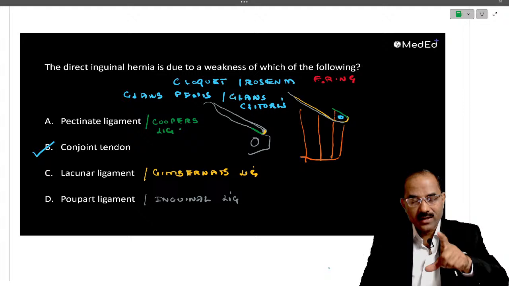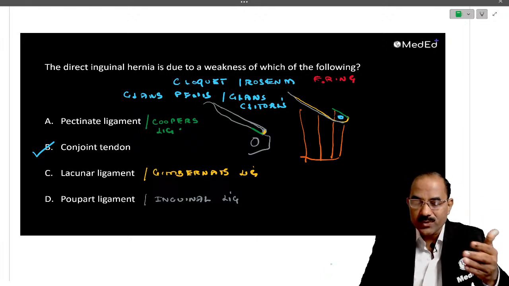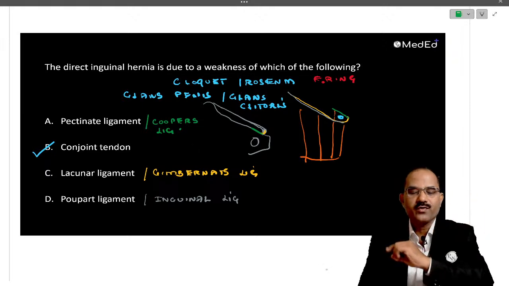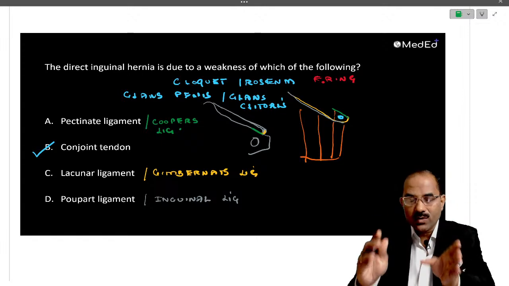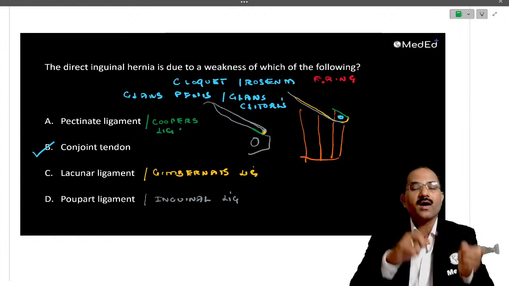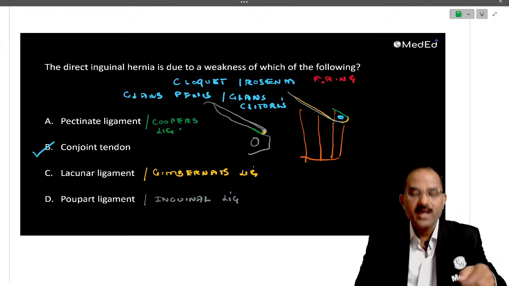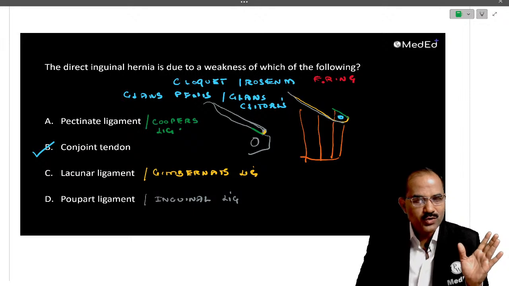If the MCQ asks where the penis or the clitoris drains, your answer is superficial inguinal lymph node. Penis or clitoris drains into superficial inguinal lymph node. Remember, if the MCQ is glans penis, glans clitoris, it drains into deep inguinal lymph node, that's the lymph node of Cloquet. Hope I'm very clear to all of you.